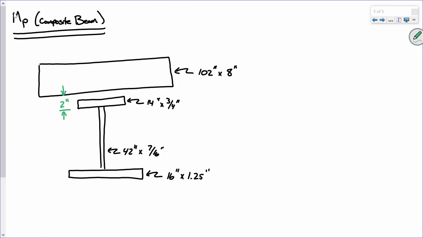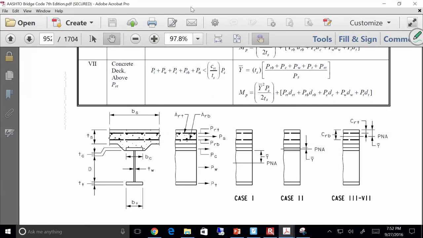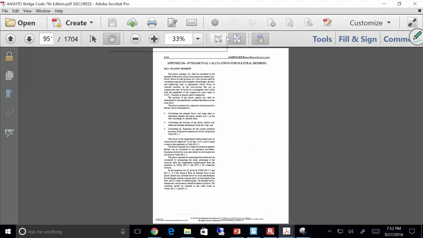Okay, now, what I want you to do right now is pull your Appendix D out. And I want you to look at that big table for the case 1, case 2, case 3, all that. It should be the last code handout you got from me. And it'll say Fundamental Calculations of Flexural Members. Should look something like this.